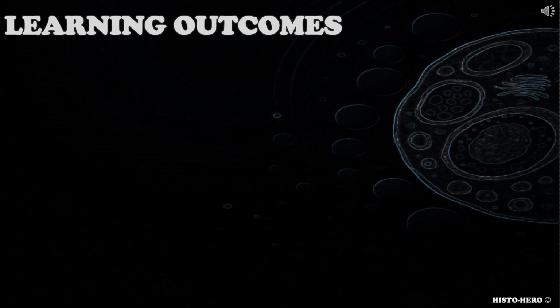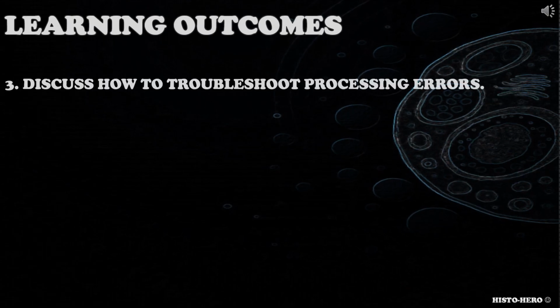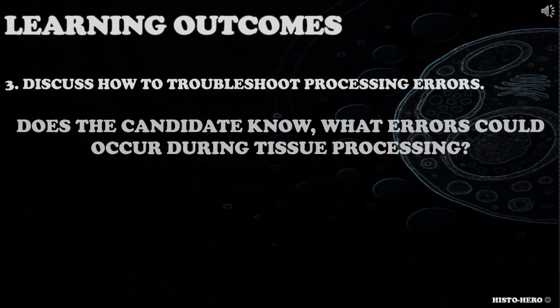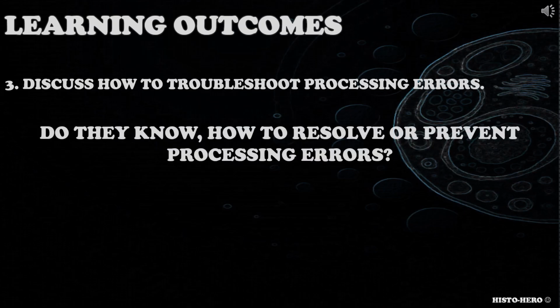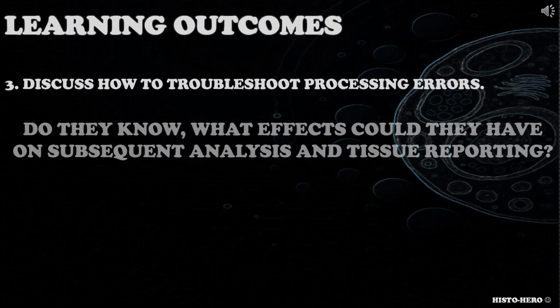The third learning outcome is, discuss how to troubleshoot processing errors. Candidate needs to be able to troubleshoot processing errors. Does the candidate know what errors could occur during tissue processing? Do they know how to resolve or prevent processing errors? Do they know what effects could they have on subsequent analysis and tissue reporting?